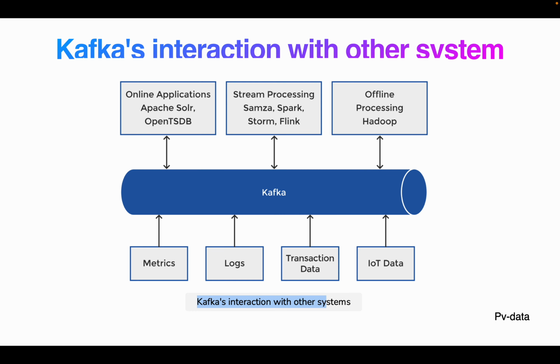And the next part is the interaction of Kafka with various systems. Here Kafka is in the middle. Producers produce the data from metrics, logs, data transactions, and IoT, and downstream systems can read from Kafka: streaming processing like Samza, Spark, Storm, and Flink; offline processing like Hadoop; and online applications like Apache Solr and OpenTSDB.